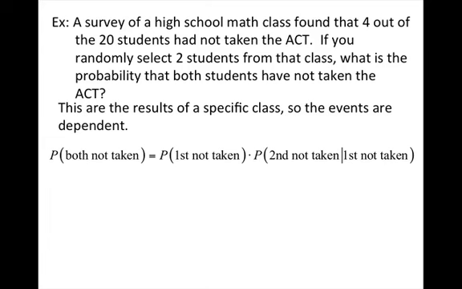So in that class, 4 students have not taken the ACT. So my chances of selecting a student that didn't take the ACT is 4 out of 20. Now I've picked one student that hasn't taken the ACT. So that changes my chances of picking a second student that hasn't taken it, because I only have 3 students left that haven't taken it, and I only have 19 total students left. So if I multiply these, the probability that both students have not taken the ACT is 3 out of 95.